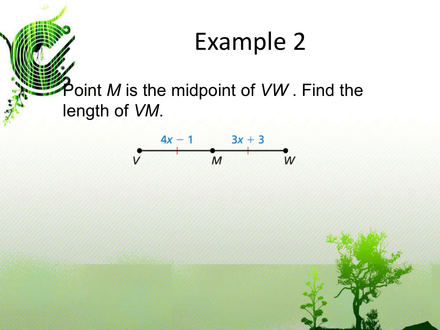All right, so example 2. They're giving us that point M is the midpoint of VW, and it wants us to find the length of VM. So when I have a midpoint, I know that the midpoint splits my segment into 2 congruent pieces. So because M is the midpoint, I know that segment VM is going to be equal to MW. And this is going to be the algebraic equation that I set up to solve.